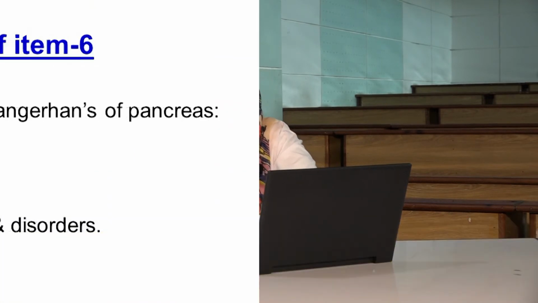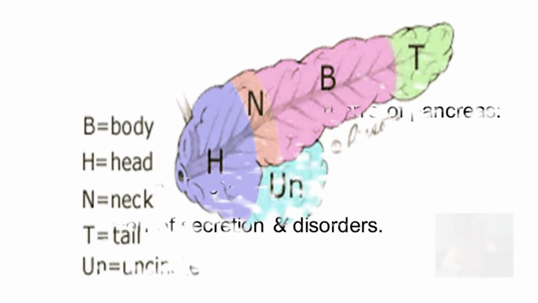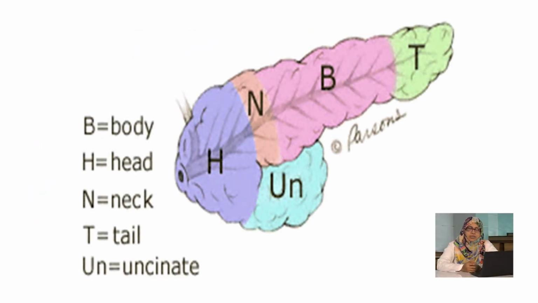Today we are going to study a new topic, that is endocrine pancreas. This topic is item number 6. This includes the hormones of the islets of Langerhans of the pancreas, their function, mechanism of action, regulation of secretion and disorders. Now you know that the pancreas is a mixed gland. It is a leaf-like abdominal organ.